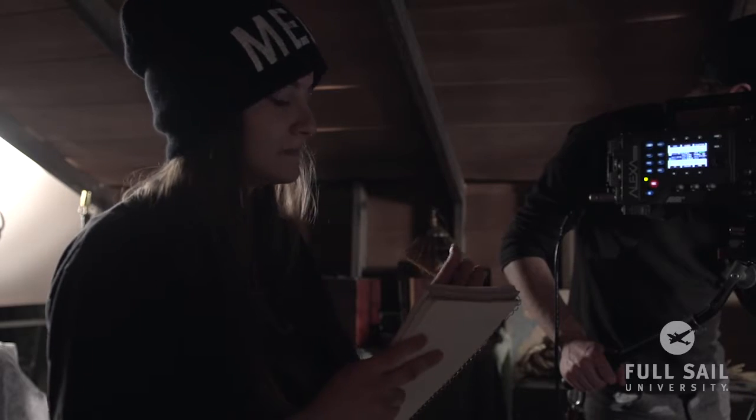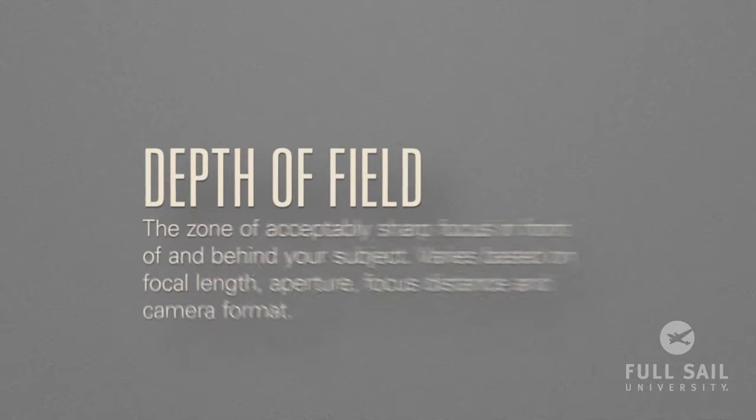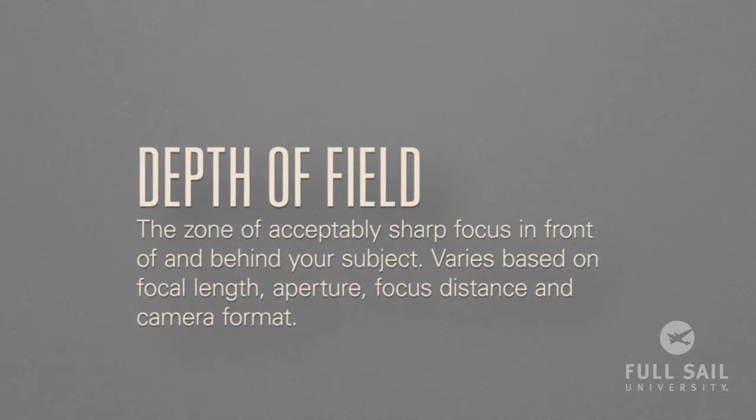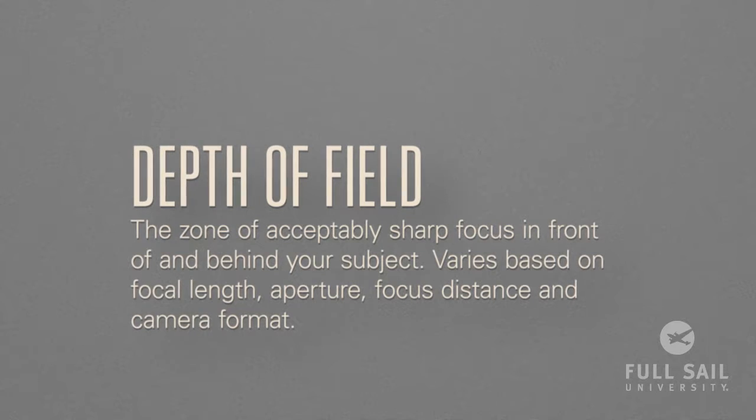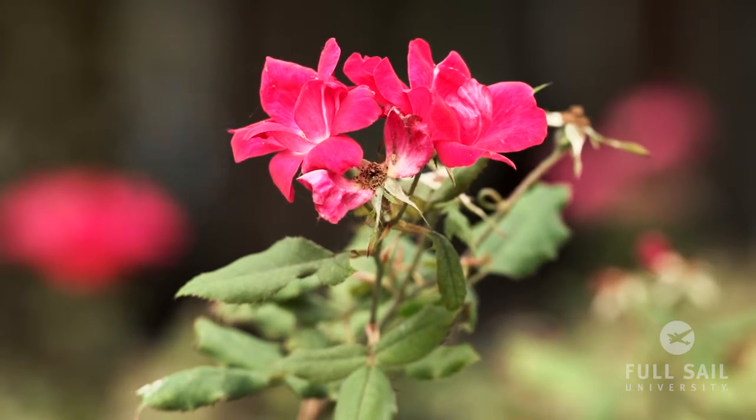They'll also need to know what the depth of field is, so they know how precise their focus needs to be. Depth of field is the term used to describe the area of the frame that is in focus. You can have a shallow depth of field, or you can have a deep depth of field. Shallow depth of field is when there is very little of the frame in focus. This is typically used on close-up shots and gives it that cinematic feel.